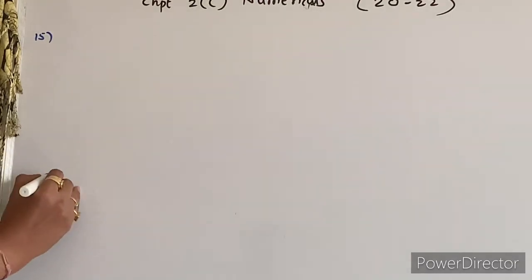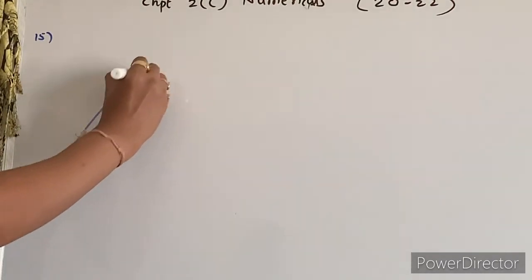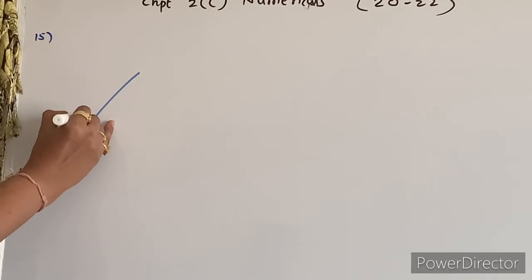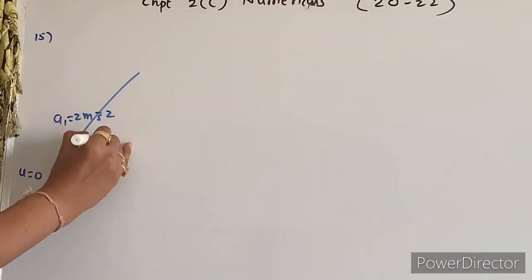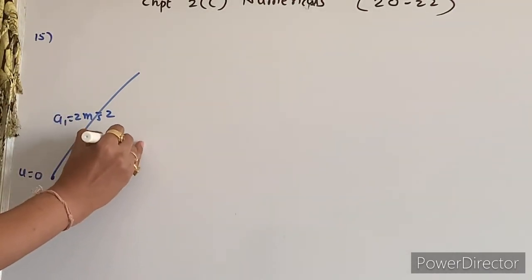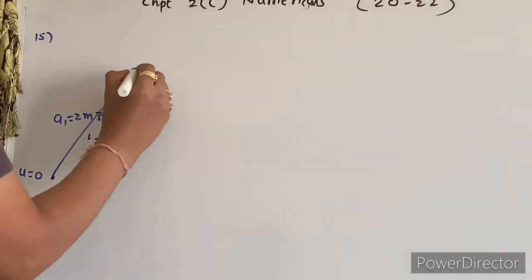So here the train is starting from rest and v is equal to 0. It accelerates uniformly at the rate of 2 meters per second square. This is your acceleration, 2 meters per second square. Then for 10 seconds, t is equal to 10 seconds. After that, it maintains a constant speed for 200 seconds.